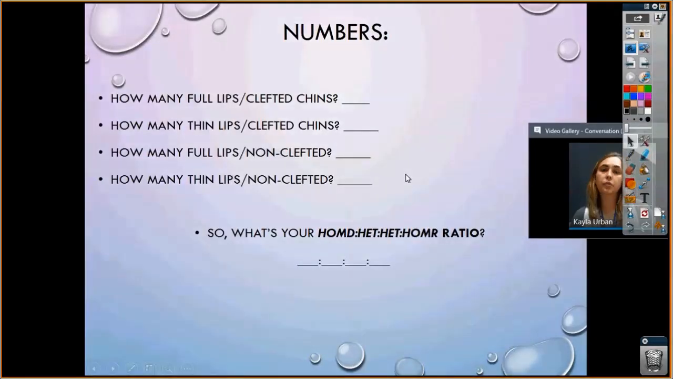So how many were full lips and cleft chin? I want you to go through and count on your box how many were full lips and cleft chin. Then how many were thin lips with a cleft chin?